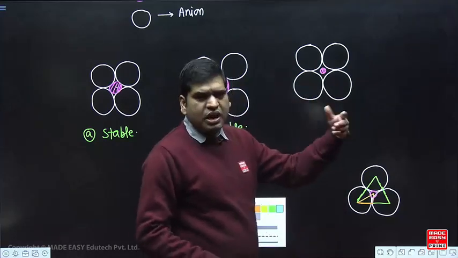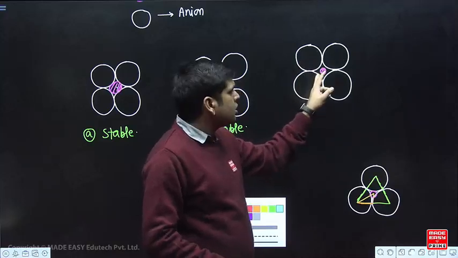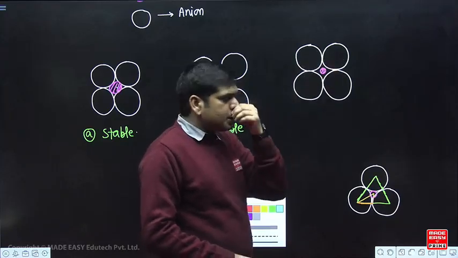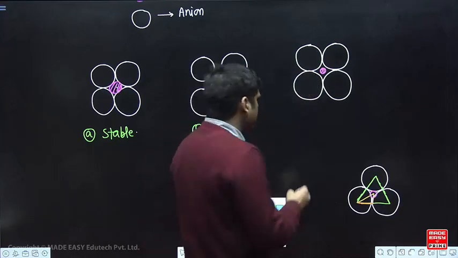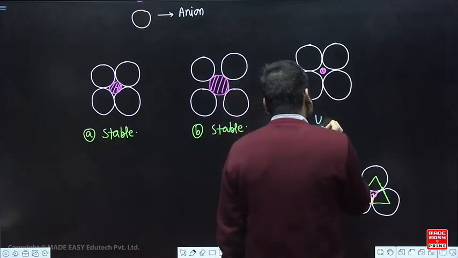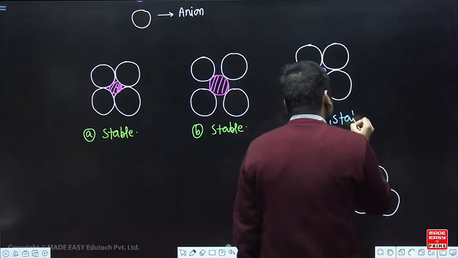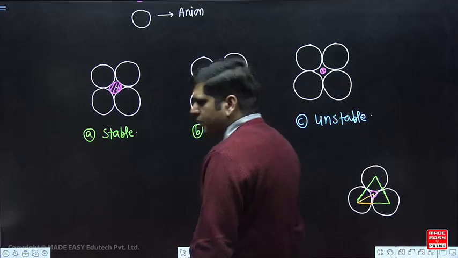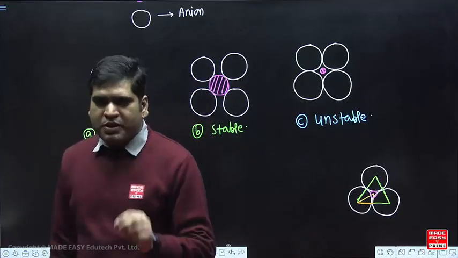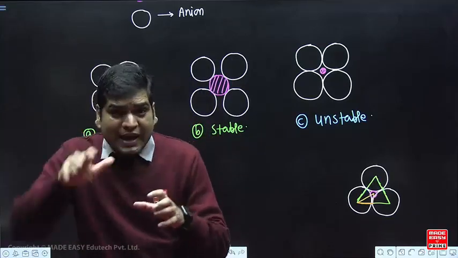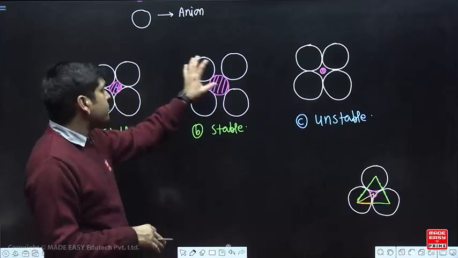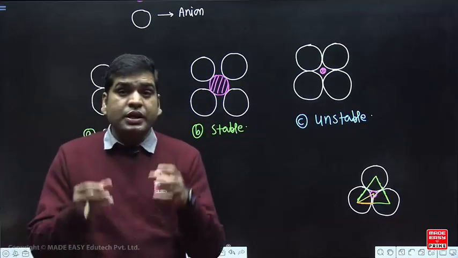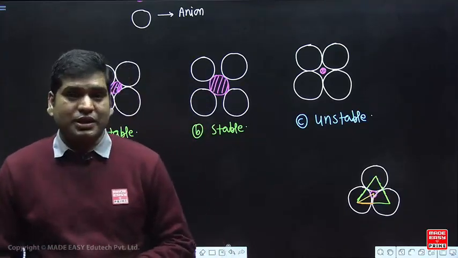You take this cation outside, they will not restrict you because they are not bonded with this cation, and hence the structure cannot be stable. So in this case, it is unstable. So one big point which we can draw is that for a stable structure, all the anions which are surrounding a cation must be in direct contact with that cation.